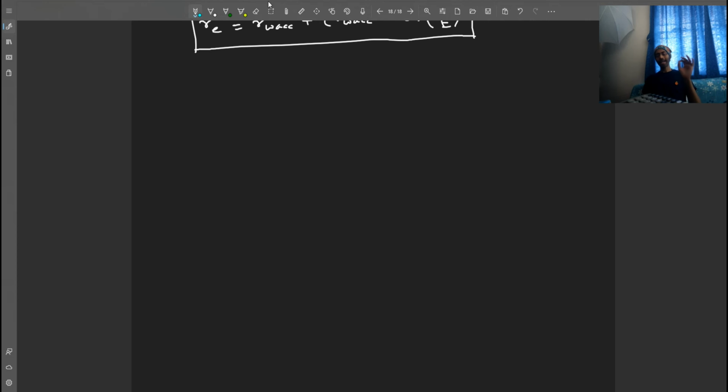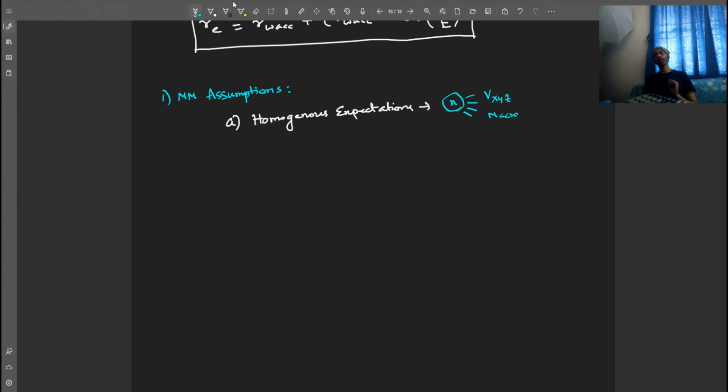Now the propositions that Miller and Modigliani made were made under certain assumptions or market scenarios. What were those assumptions? Let's get to them one by one. Miller and Modigliani assumptions. The first one is homogeneous expectations. What do we mean by that? Let's say there are n number of investors, all of them value companies in similar ways and all of them have similar expectations of the macroeconomic scenarios, right? When they are valuing a company, let's say XYZ, they are valuing it under the same expectations and they also have the same expectations of the macroeconomic conditions, right?